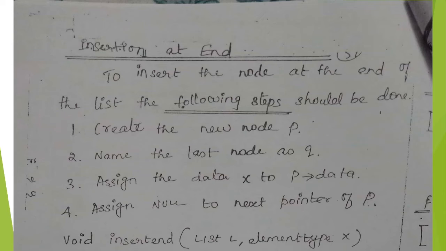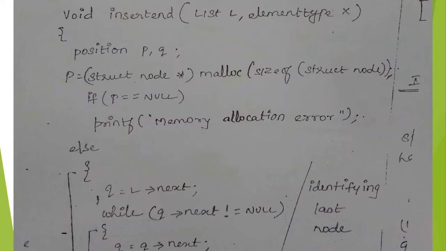Next operation is insertion of a node at the end of the list. For the insertion of a node at the end of the list, the following steps should be done. We should create a new node P and name the last node as Q, assign the data X to the new node P as P's data, and assign null to the next pointer of P. For this, we use a subroutine insert_end_of. In this routine, two nodes P and Q are declared. P is the new node and Q is the last node.